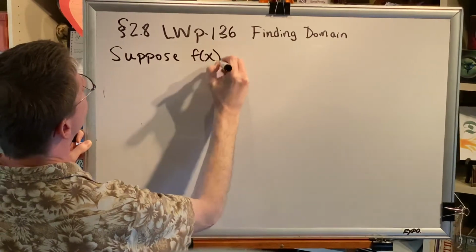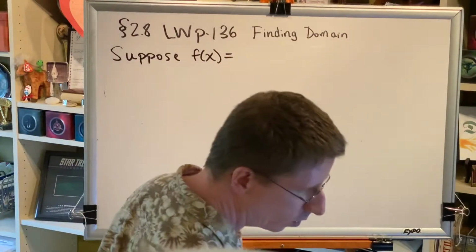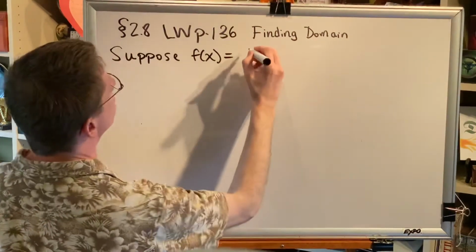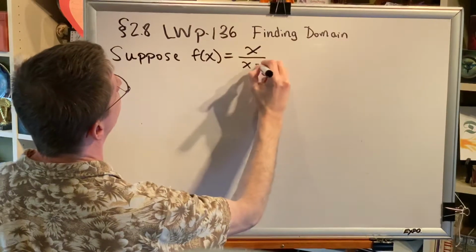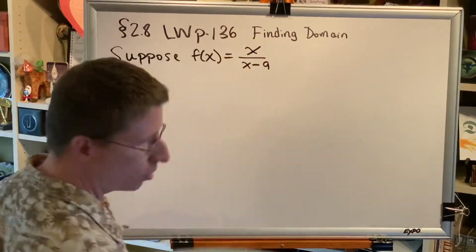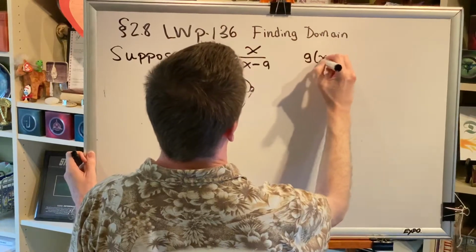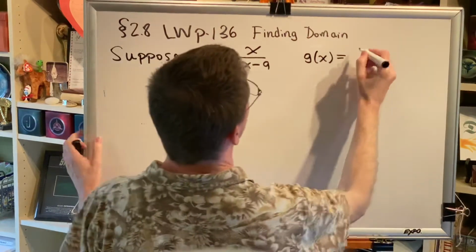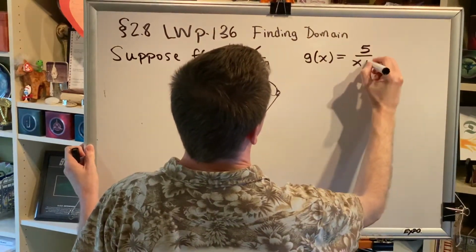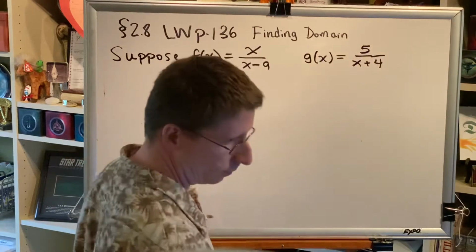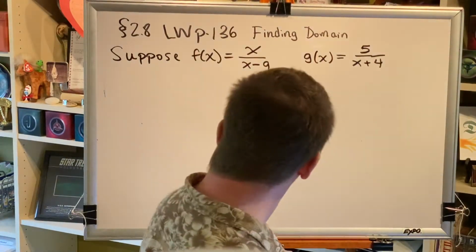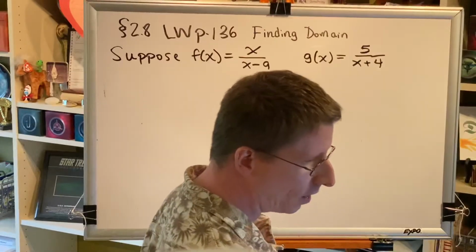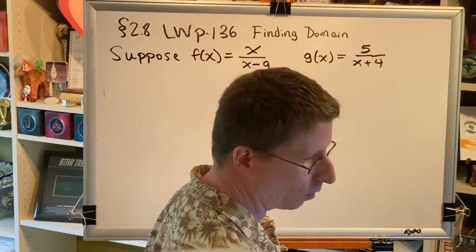Suppose f of x is equal to x over the difference x minus 9, and g of x is equal to 5 over the sum x plus 4. Find f over g, then give its domain using an interval or union of intervals.